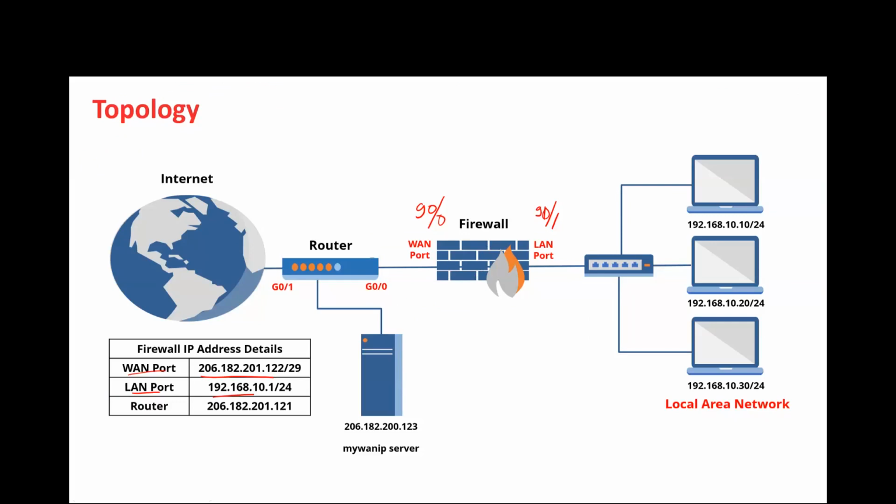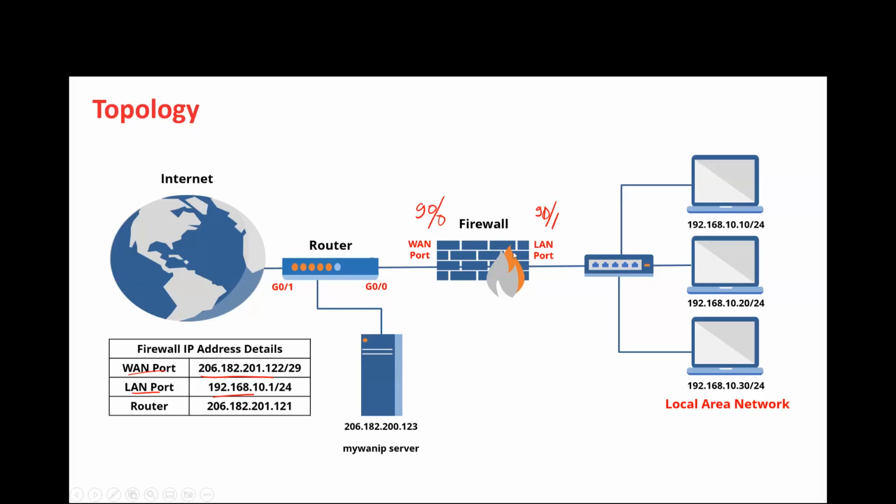So the firewall is not directly connected to the internet. So if the firewall has to connect with the internet, or has to forward our request to the internet, it has to pass through the router, right? So can I say this router is a default gateway for my firewall? So this router will be the default gateway for my firewall.